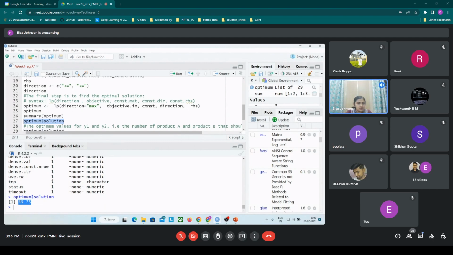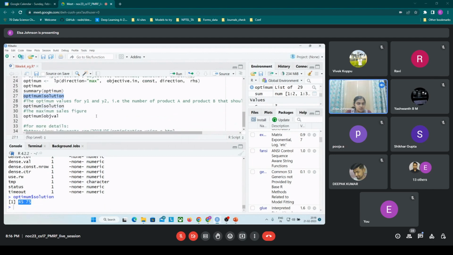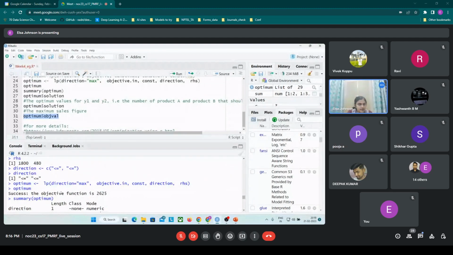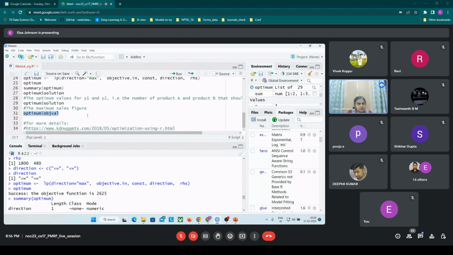Okay, so we are given greater than, right? So 45 and 75, it's an optimization problem. The maximum sales you can find out with optimum underscore objval. This is the maximum sales figure that you had already obtained when you had directly given that. Yes. So this is how you can solve this in R.